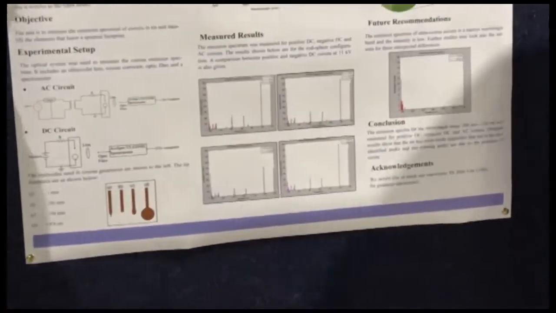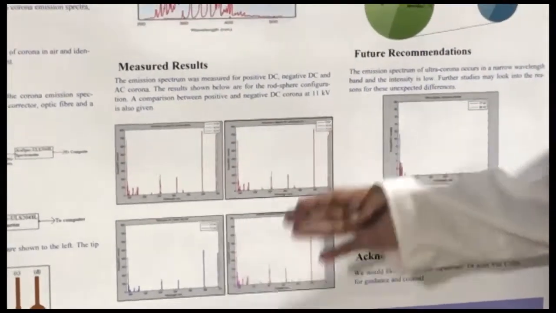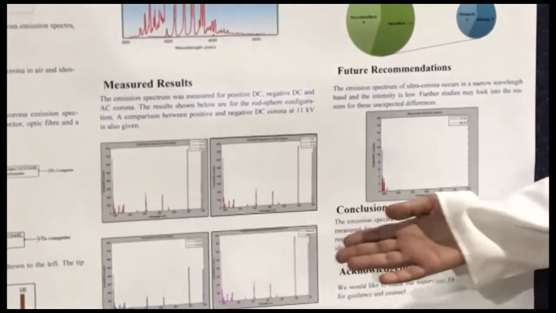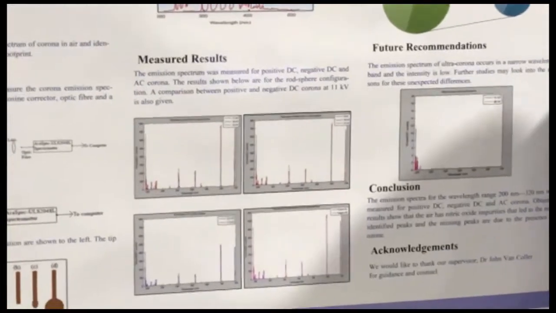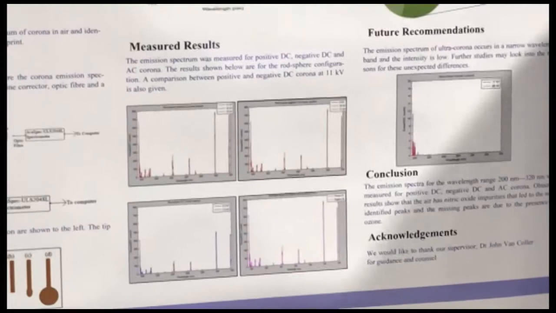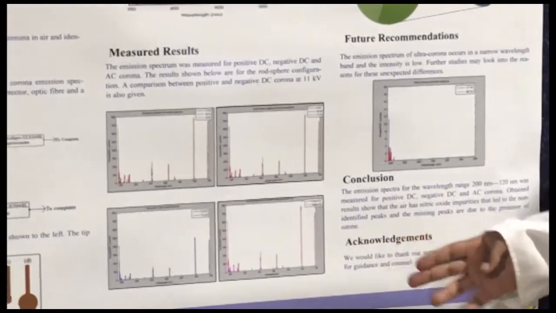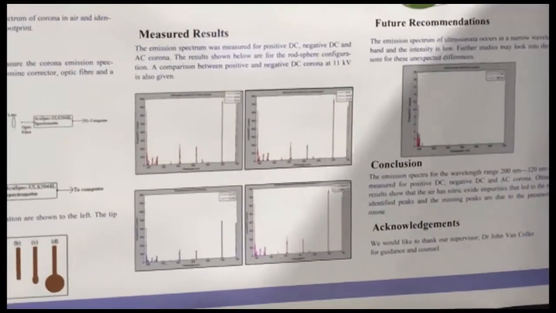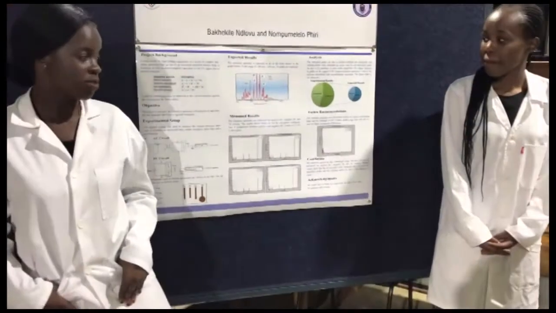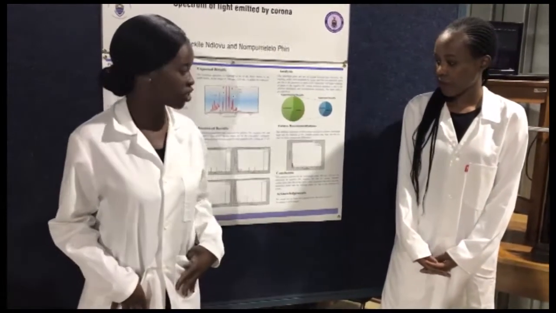According to our obtained results, the emission spectrum was measured for positive DC, negative DC, and AC corona. The results are shown here for the rod sphere configuration. In addition, a comparison between the positive and negative DC corona at 11 kV was done. As can be seen here, the intensity of the negative DC corona is greater than that of a positive DC corona. From the obtained results, 11 of the identified peaks correspond to 6 that are from literature.